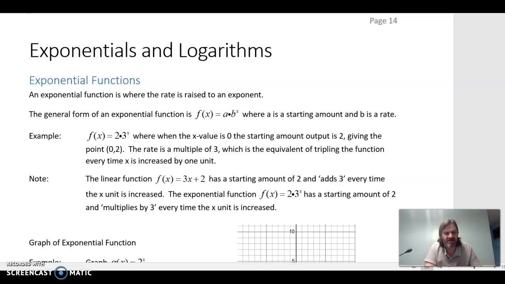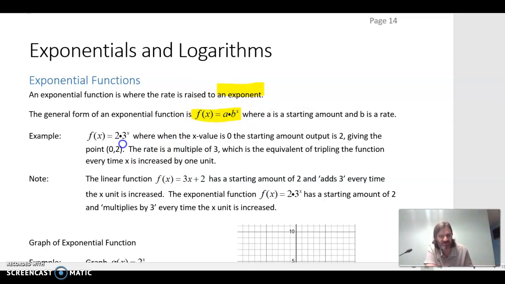Okay, let's remember exponentials and logarithms. So an exponential function is where we usually have the rate or proportion raised to an exponent. There's a general form you can think of. You can always think of a starting amount and then some type of rate or proportion, but usually it's written as f of x equals a times b to the x. So b is kind of like that proportion or that rate, and a is the starting amount.